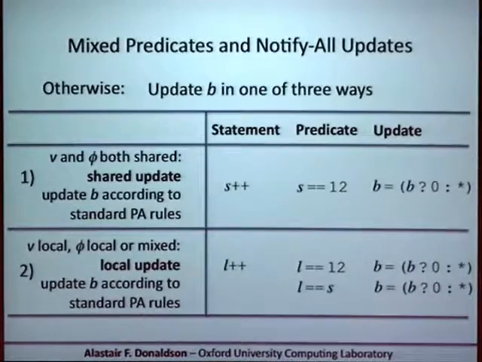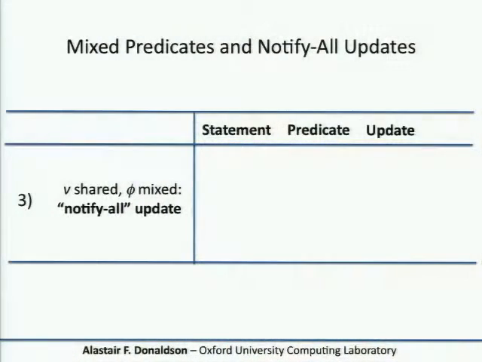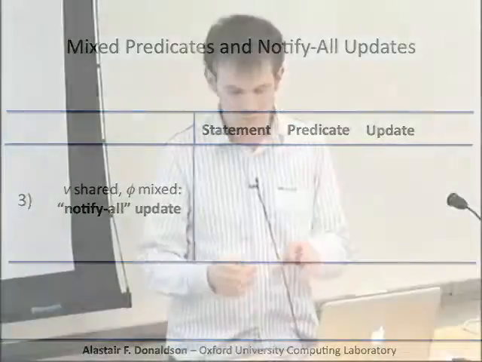So the interesting case is when we have v being a shared variable and phi a mixed predicate. So phi is a predicate over shared and local variables, so its truth will be thread-dependent. And v is a shared variable. So by updating v, we are going to change the truth of this predicate potentially for every thread. But in the C program, in the high-level program, one thread is going to actually execute this statement. So something that would only change the shared state in the C program is going to change the state of many threads in the Boolean abstraction of this program.